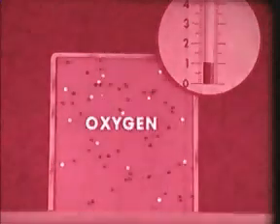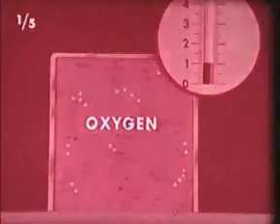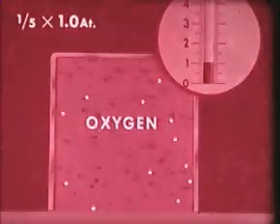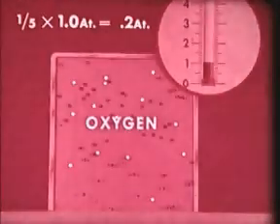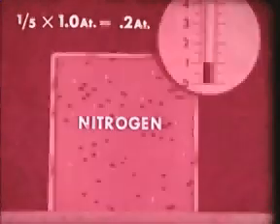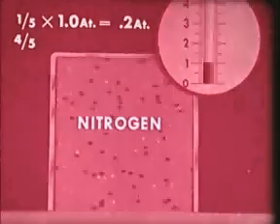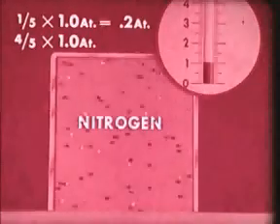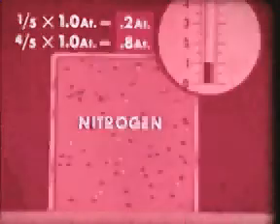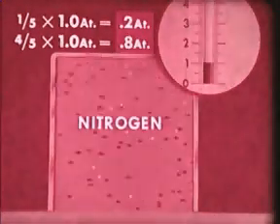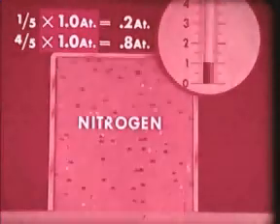1/5 of these molecules are oxygen molecules. Therefore, the pressure they exert is 1/5 of the total pressure, or 1/5 times 1 atmosphere, namely 2/10 of an atmosphere. Since 4/5 of the molecules are nitrogen molecules, the pressure they exert is 4/5 of the total pressure. In this instance, 4/5 times 1 atmosphere. That is 8/10 of an atmosphere. From this, you can see that the partial pressure of each gas in air is obtained by taking the part each gas is of the total volume and multiplying it by the total pressure.